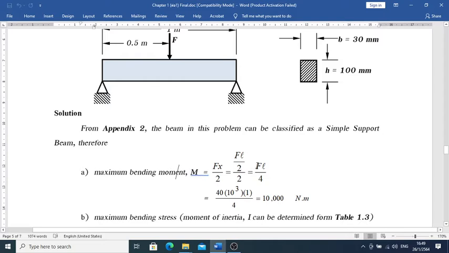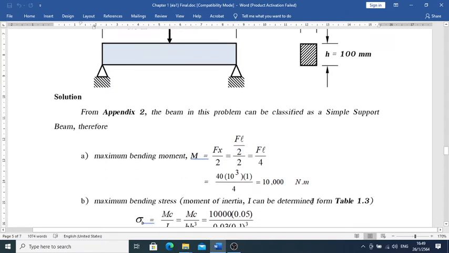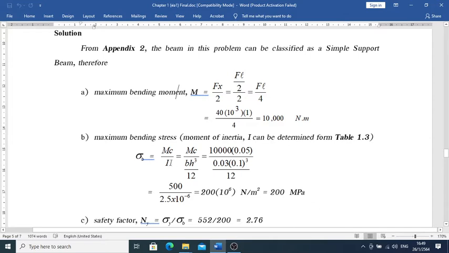So therefore, I find the maximum moment is equal to F times L over 2. So I find the result is going to be 10 Newton meter. Okay, and then the maximum bending stress. I find the I from Table 1.3, which is equal to B times H cubed over 12.